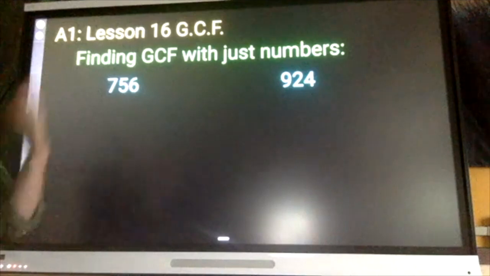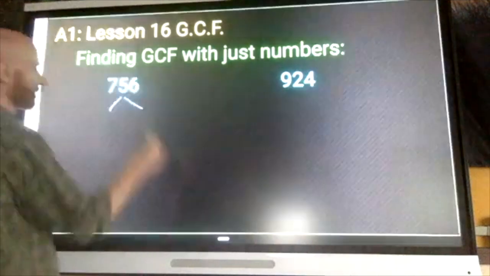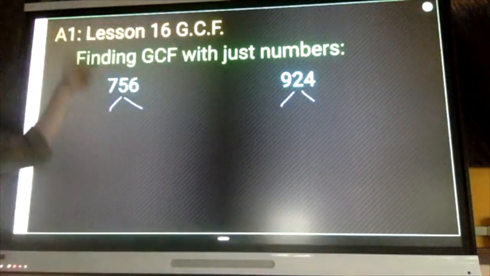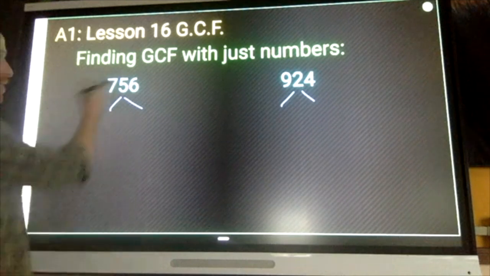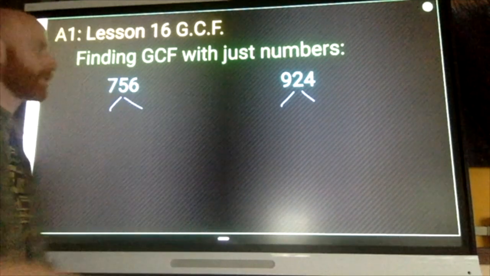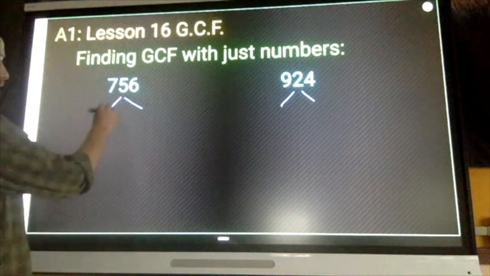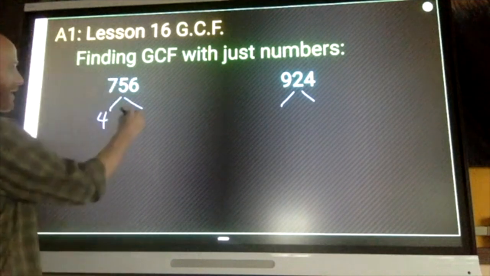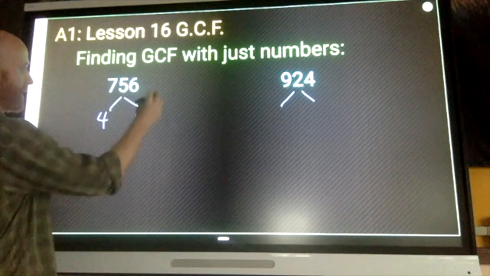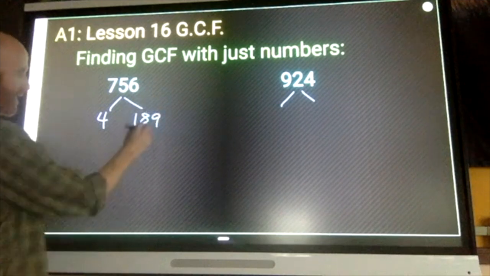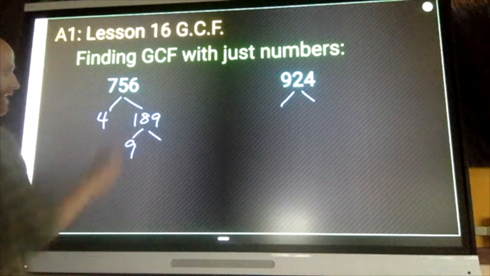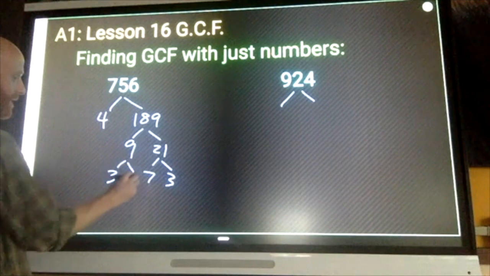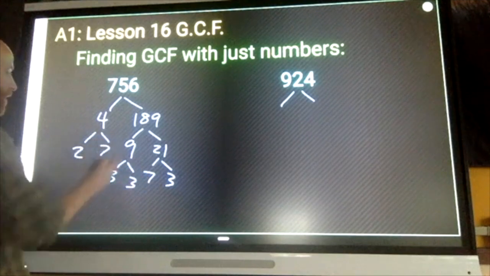The first one would be, you can make a factor tree. That would mean that you gotta decide what numbers do you know that divide into 756. What numbers do you know that divide into 924? So I'm gonna start with 4 times something equals this, 189, and then I know 9 divides this 21 times, 7 divides that 3 times, 3 divides that 3 times, 2 divides that 2 times.